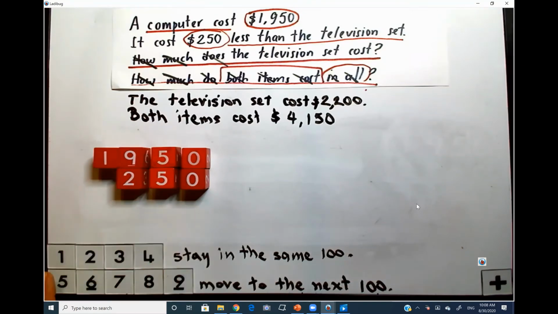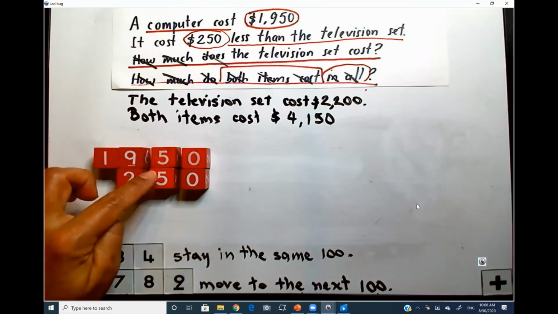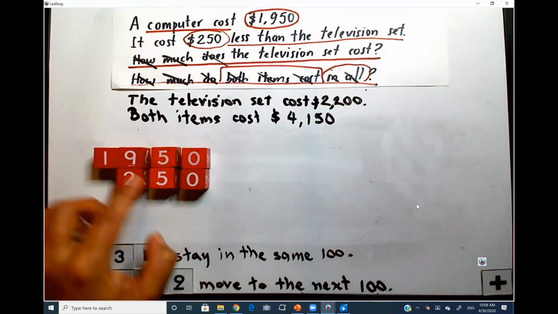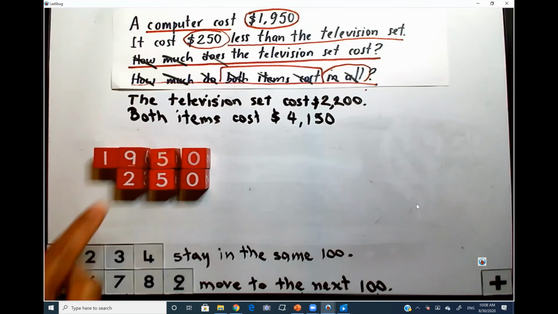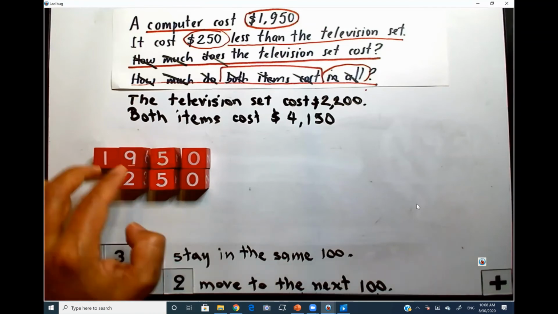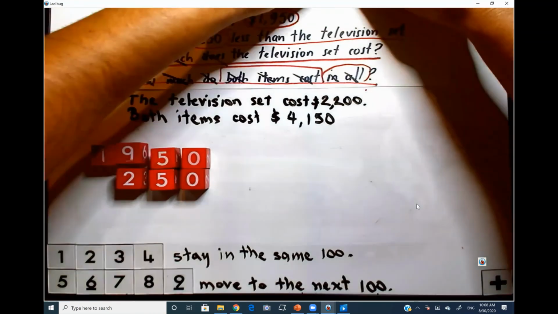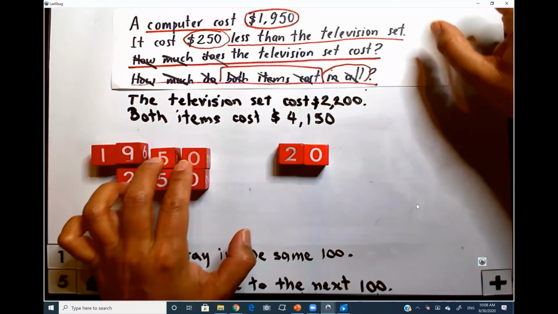Remember, when the number in the tens place is 1, 2, 3, or 4, we stay in the same hundred. But if the number is 5, 6, 7, 8, or 9, it moves to the next 100. So let's check the first number. The first number has a 5 in the tens place, so that means we have to move to the next 100. We have 1900, so the next 100 is going to be 2000. And the other two numbers, the 50, become zeros.